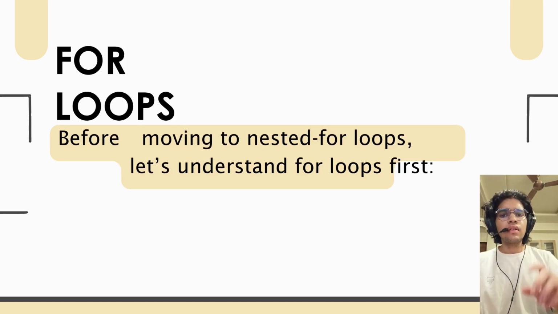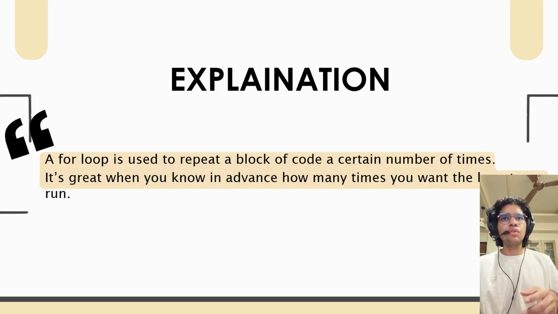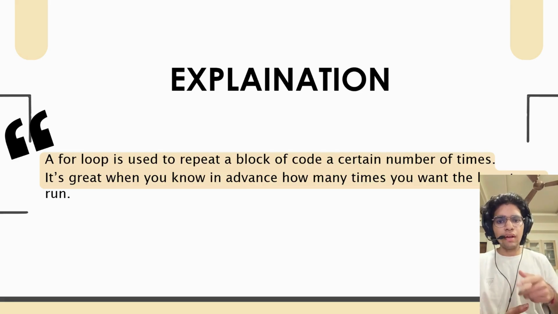A for loop is a type of loop which is used to execute a block of code multiple times by holding it against a counter. So it saves us a lot of time and a lot of lines of code because we are essentially using the same block of code and running it multiple times until we get the desired output.